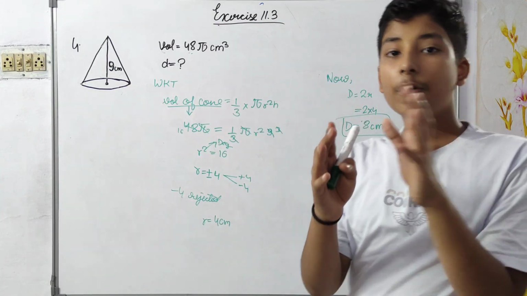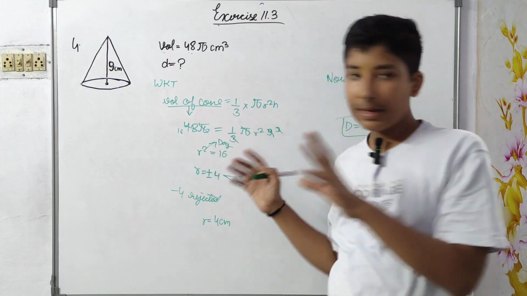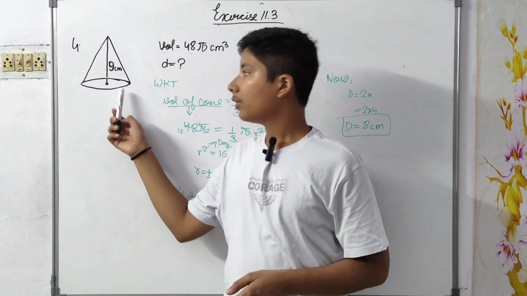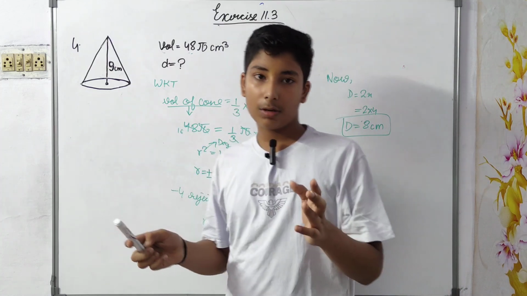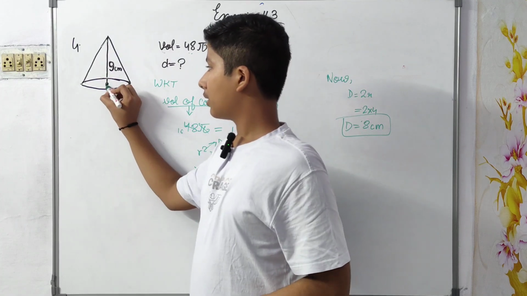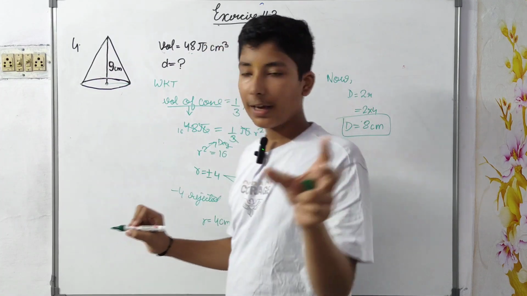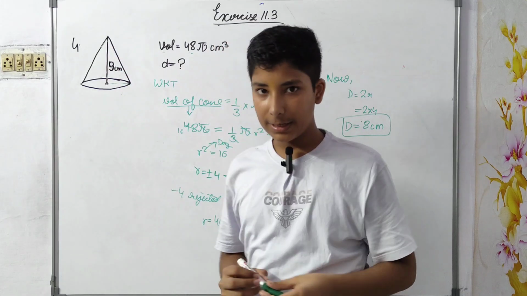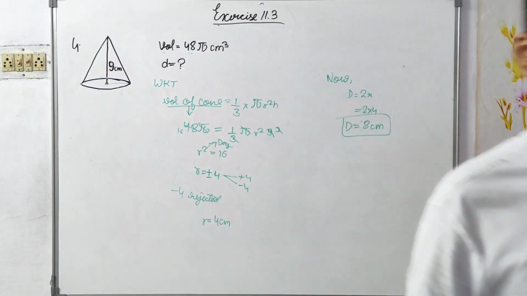But before ending this question, I want to ask you: what is a right circular cone? A right circular cone is a normal cone which has radius and height, and the angle between radius and height would be 90 degrees. Okay, now let's continue.